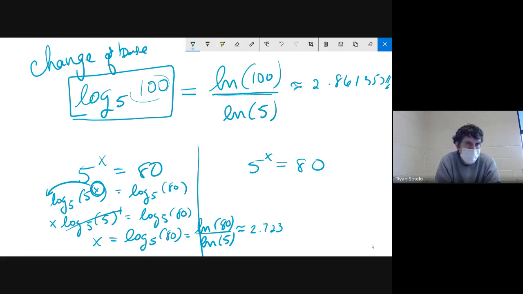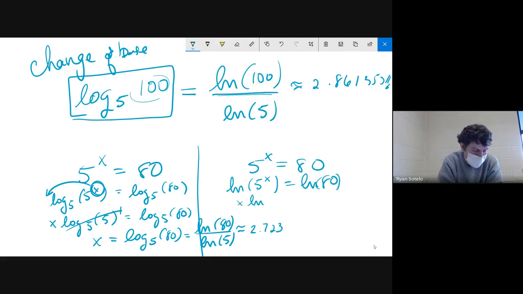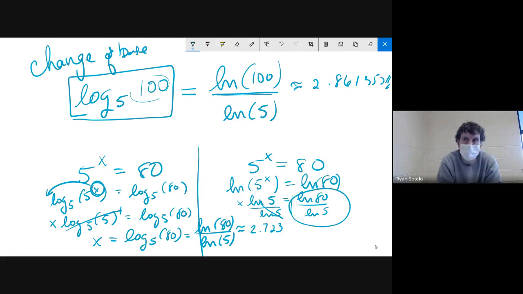So I'm going to do on the right the same thing, only this time I'm going to use natural log right away. So I'm going to use natural log of 5^x equals natural log of 80. The x comes down in front. x natural log of 5 equals natural log of 80. And then I just have to divide by natural log of 5 on both sides. And I get x is equal to natural log of 80 over natural log of 5, which is what we had before. And I know that that's approximately 2.723.